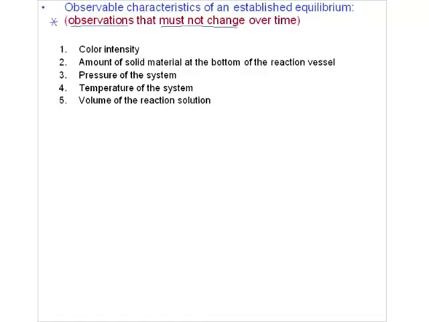If we're dealing with a liquid that's being produced or consumed, if more liquid is being produced and the liquid level starts to rise, that means we're not at equilibrium. Because if 20 molecules of liquid are produced, then 20 more should be taken out of the solution to compensate. So everything should be constant. These things should not change.